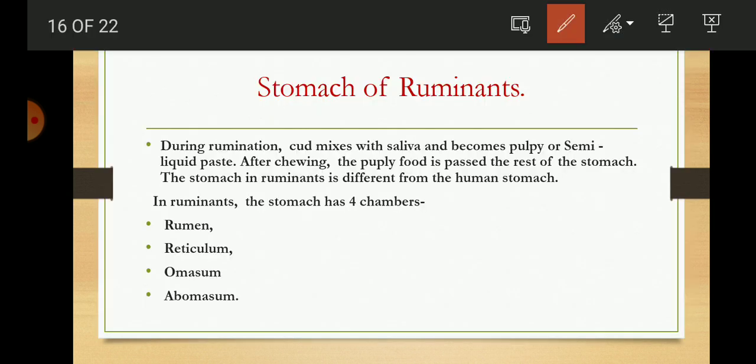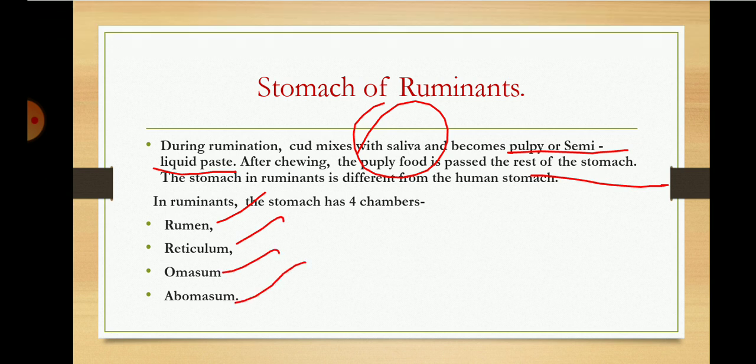So first let us see the stomach of the ruminants. The special thing about it is, during rumination, when the food comes again from the rumen to their mouth, what will happen? The food is chewed again, and it is mixed with the saliva of these animals, and now it becomes a pulpy or semi liquid paste. And thereafter, the pulpy food is passed into the stomach, and this stomach is divided into four different chambers, which are rumen, reticulum, omasum and abomasum. So let us see about them.